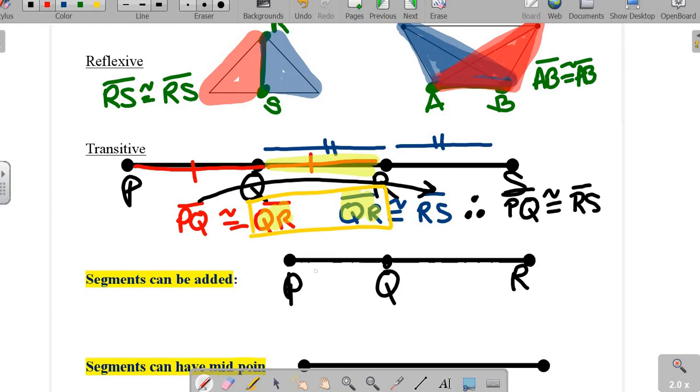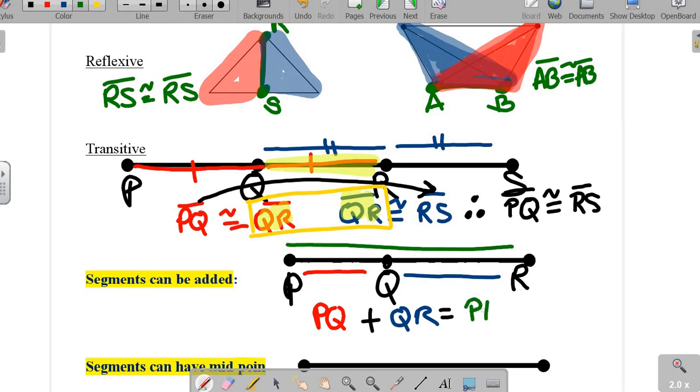Segments can be added, which means the distance P to Q plus the distance Q to R equals the distance P to R. Smaller segments add up to larger segments. That's called segment addition. We call that segment addition.